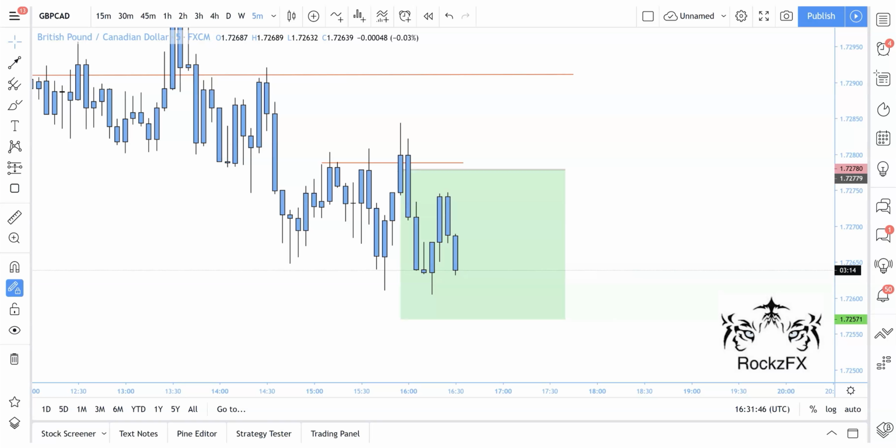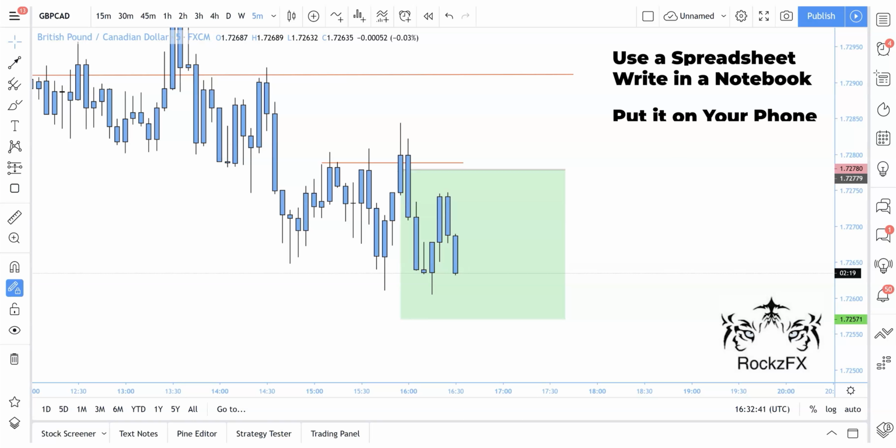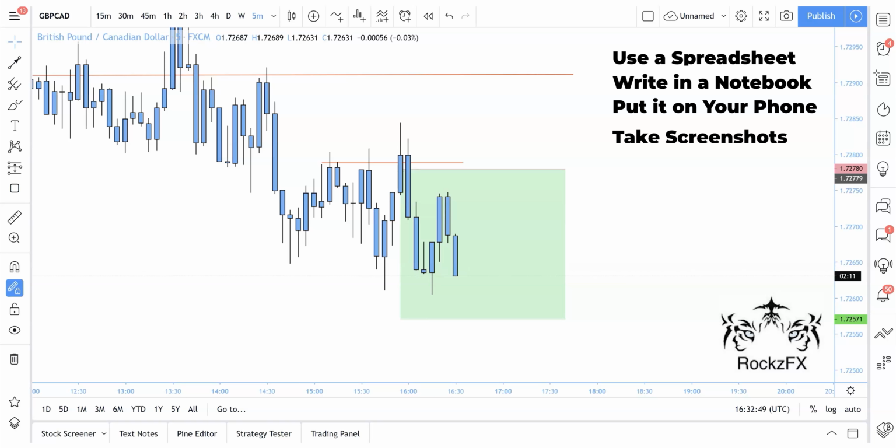It keeps me focused, it keeps me level-headed, and it really helps me to just stay afloat of all the psychological and emotional barriers that many traders face. So I recommend that you do this. Use a spreadsheet, write in a notebook, put it on your phone, take screenshots, log them, whatever it is you're doing.